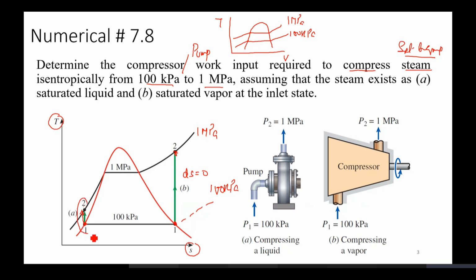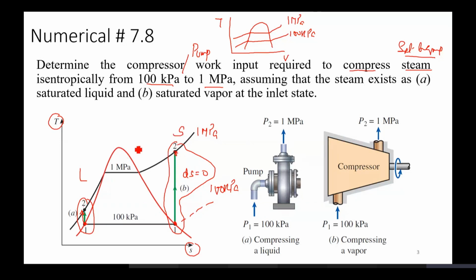So this is where you have the first part for pump. This is the second part where you'll have for compressor. Both are compressed isentropically, and you have to determine the compressor work. Compressor work in both cases would simply be the change in enthalpy. We'll look into it this way: if we consider the first part, this is where you have liquid, this is where you have steam.